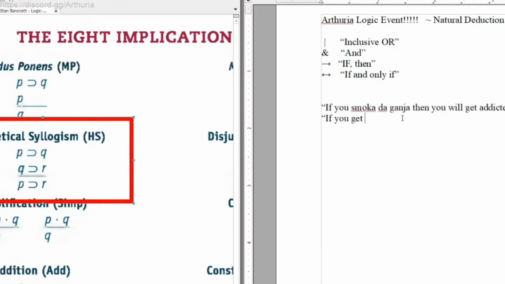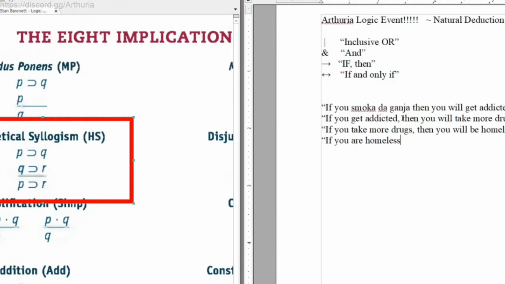If you get addicted, then you will take more drugs. If you take more drugs, then you will be homeless. If you are homeless, then you will be dead. All right, so it's just going down. No holding back. So if you smoke the ganja, you die. Correct. So let's formalize this into logic.